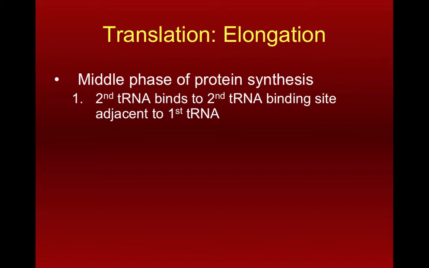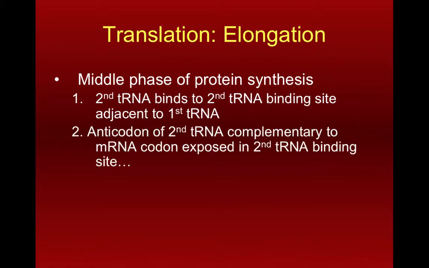Okay, so now we're going to have our second tRNA coming in and bonding to the second binding site on the ribosome. Whichever tRNA has the anticodon that is complementary to the codon in mRNA is going to carry in its corresponding amino acid to the ribosome and get ready for a transfer to occur.